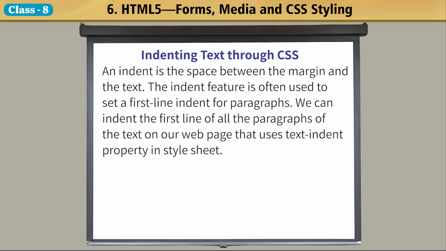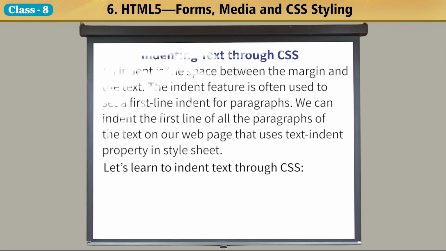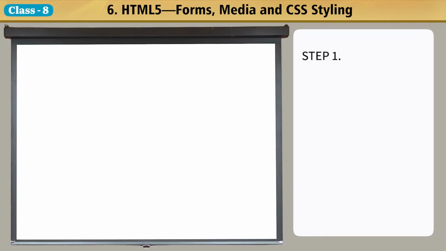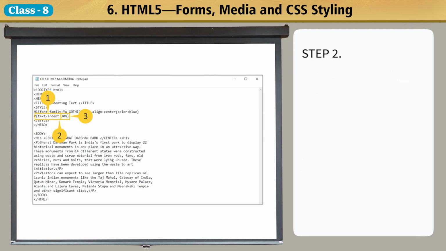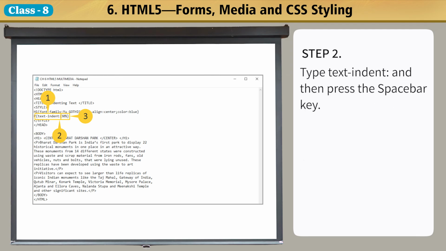We can indent the first line of all the paragraphs of the text on our web page using the textIndent property in a style sheet. Let's learn to indent text through CSS. Step 1. To indent the first line of all the paragraphs of the text that uses a specific tag, position the cursor between the brackets for the tag. Step 2. Type textIndent and then press the spacebar key.